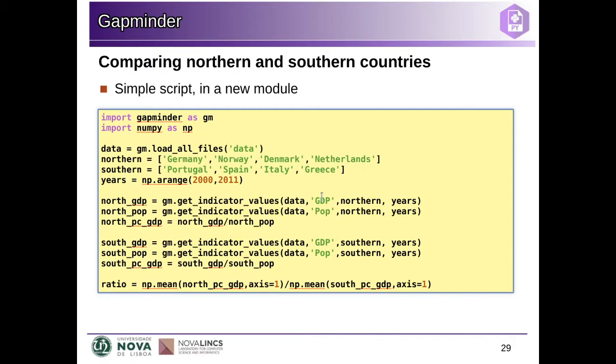So I get the values for GDP, I get the values for population, and if I want the per capita GDP, I just divide one matrix by the other. Since these matrices have the same dimensions, this division is done element by element. And I have the per capita GDP for each year, for each country, by dividing the total GDP for that year, for that country, by the population for that year, for that country.